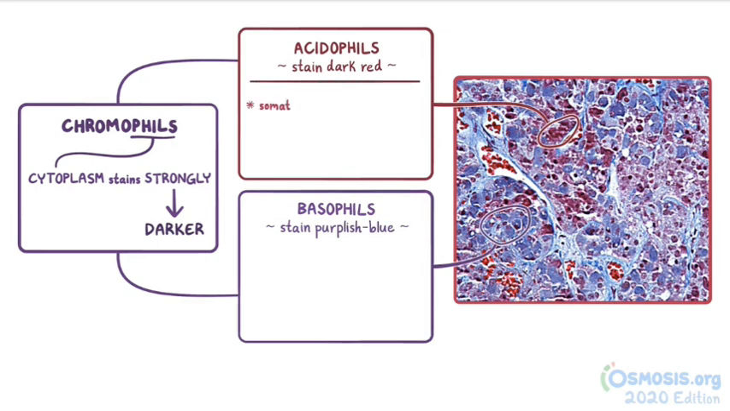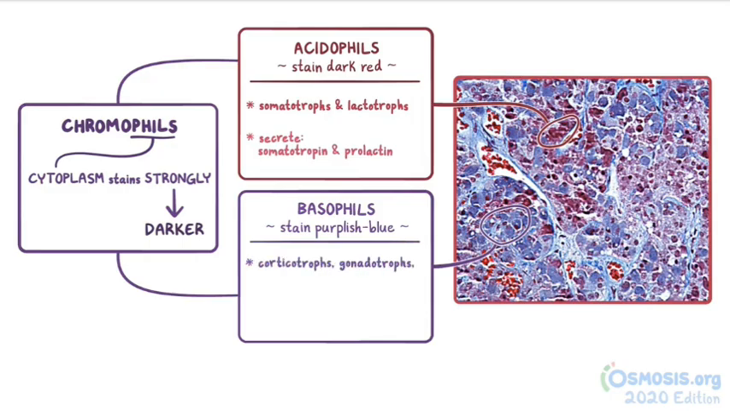Acidophils consist of somatotrophs and lactotrophs. Therefore, they're responsible for secreting growth hormone, or somatotropin, as well as prolactin. The basophilic cells consist of corticotrophs, gonadotrophs, and thyrotrophs, so they secrete the remaining hormones associated with the anterior pituitary, including melanocyte-stimulating hormone, or MSH, adrenocorticotrophic hormone, or ACTH, luteinizing hormone, or LH, follicle-stimulating hormone, or FSH, and thyroid-stimulating hormone, or TSH.